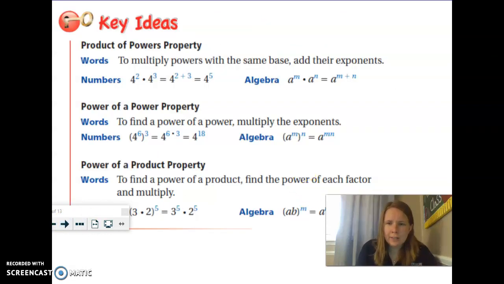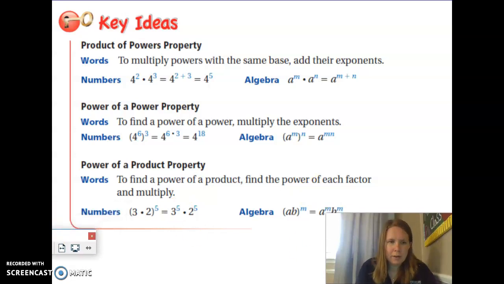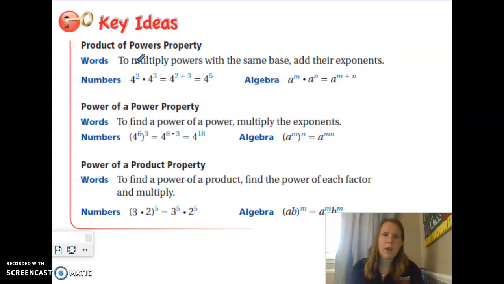So we've got a lot of notes on this one. Again, I'm going to move myself around as best as I can here. All right, so the first one was talking about the product of powers property. What this means is to multiply powers with the same base, add your exponents.